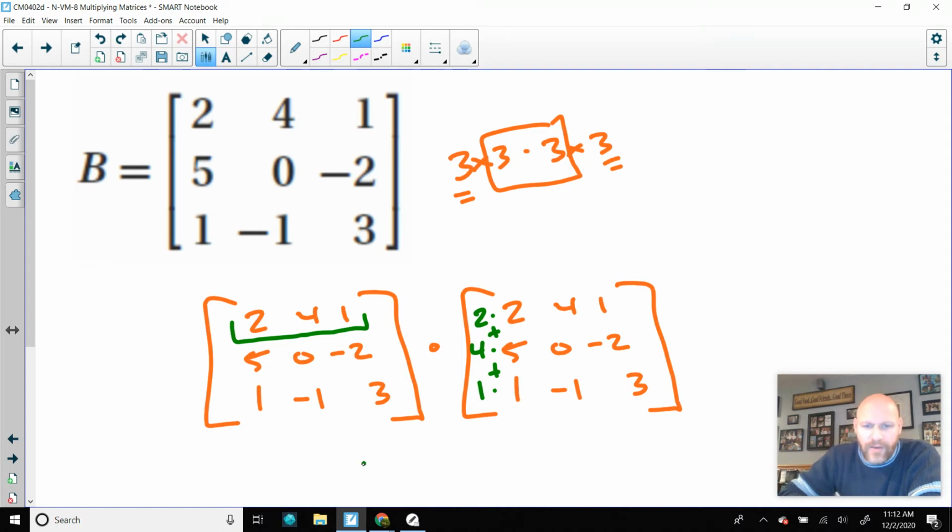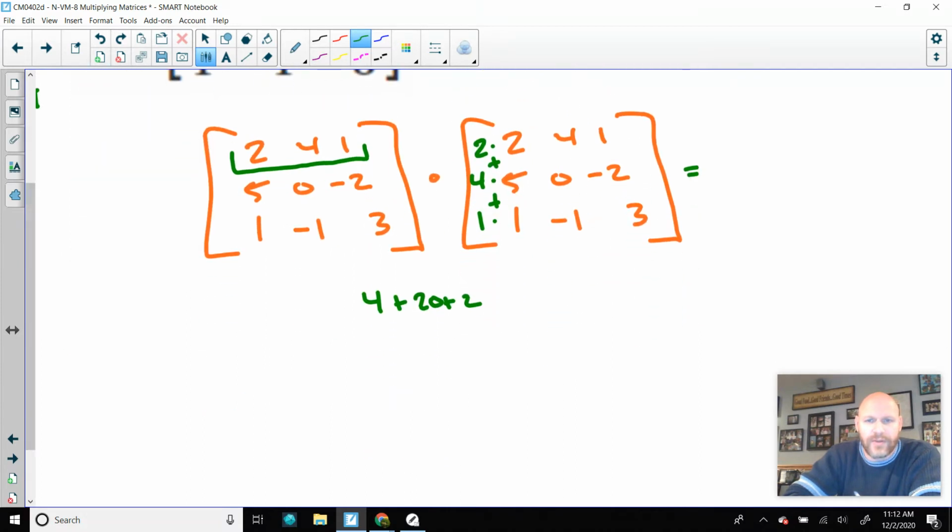This is going to give me 4 plus 20 plus the number 2, which is going to be a 26. This answer is going to be a 3 by 3 matrix, so we'll make ourselves a nice 3 by 3 matrix over here. And first row, first column is going to be a 26.